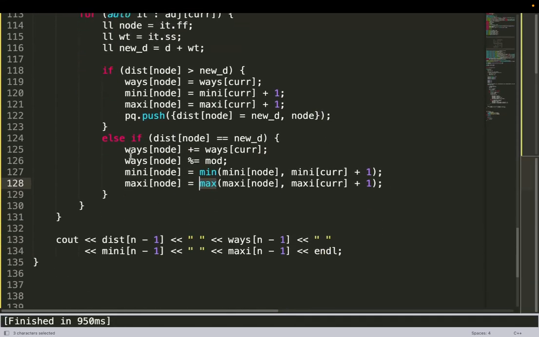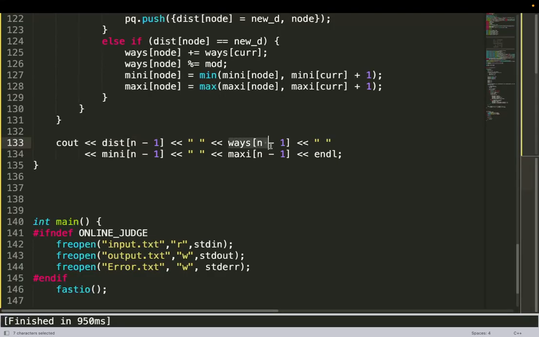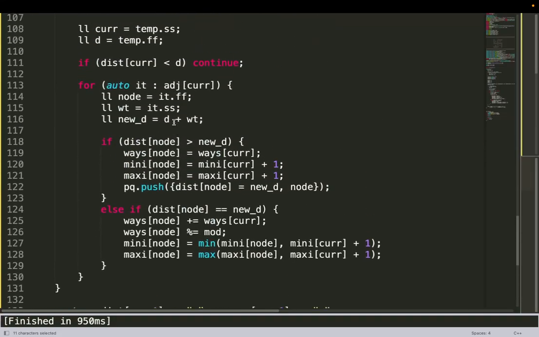Once you are done with this, you are printing the distance, number of ways, minimum number of flights, and maximum number of flights to achieve the minimum cost. And this is how you can actually solve this problem.